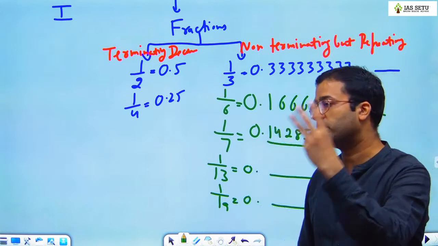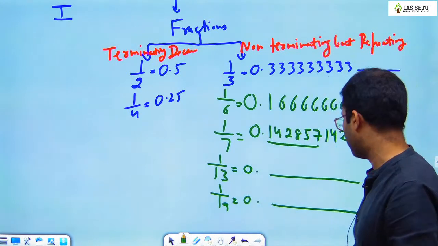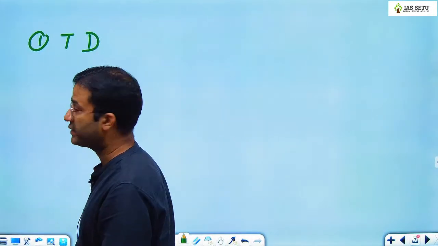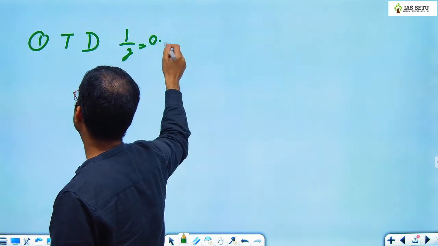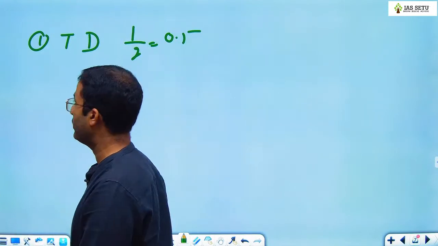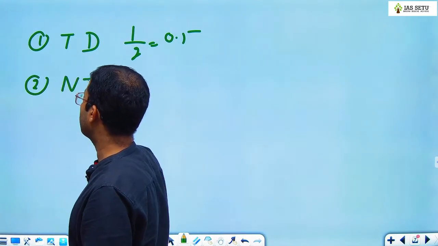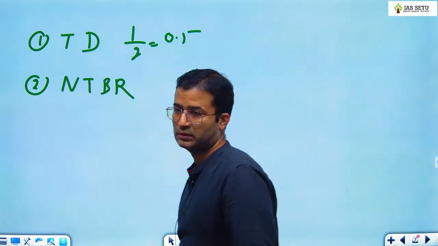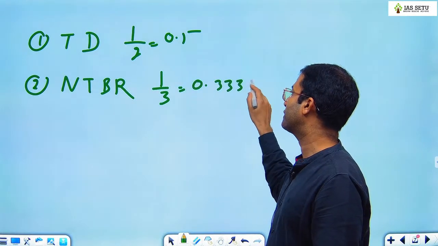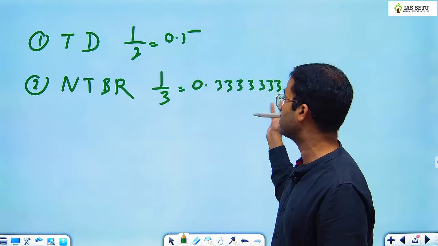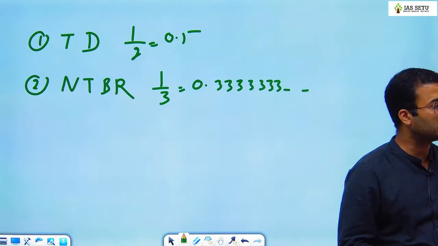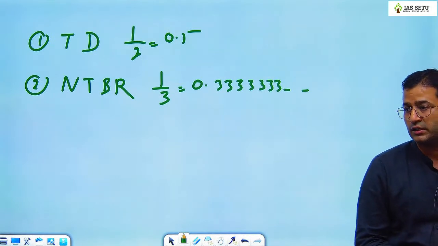But actually we have 3 types of decimals. One is called terminating decimal. Example: 1 by 5, or write 1/2, which is 0.5, and 1/5 is 0.2. Second is called non-terminating but repeating, like 1/3, which is 0.333333. This is also called recurring decimal. We call this type of decimal a recurring decimal, where some digits reoccur again and again.